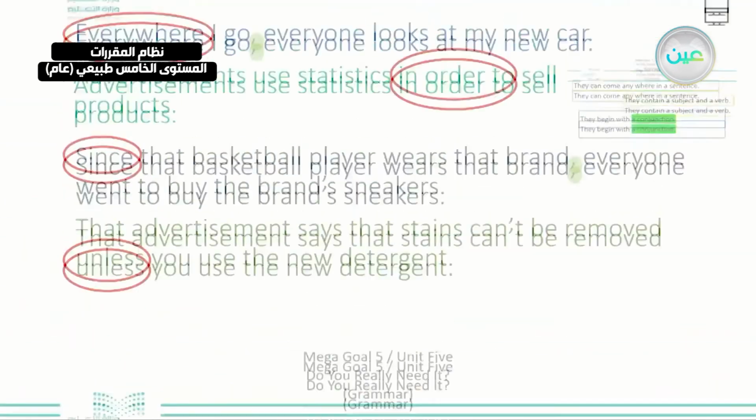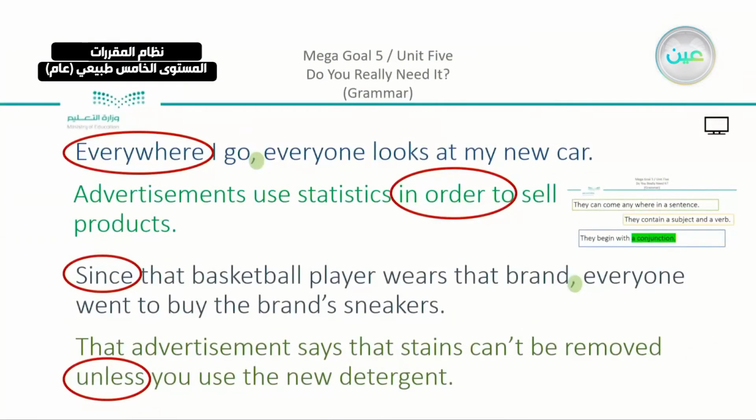Okay, now let's go back to our sentences here. Just to revise our information, what did we say? They can come anywhere in the sentence. Yes, this is true, because you can see that this is in the beginning and in the middle. The second one, they contain a subject and a verb. Here we have "you" as the subject and "use" as the verb. We also have "since that basketball player," subject, "wears," a verb. So this is correct.